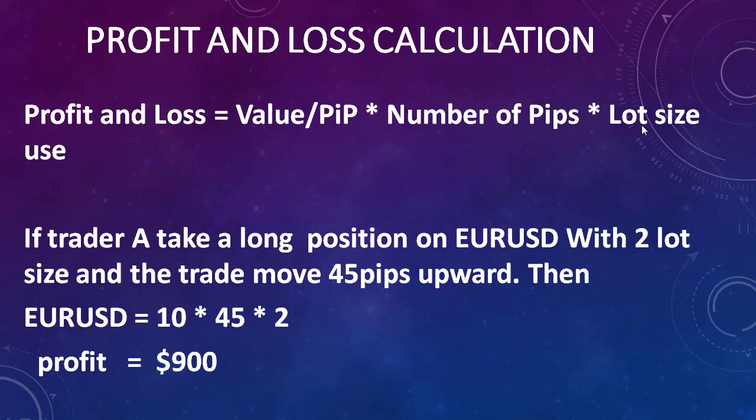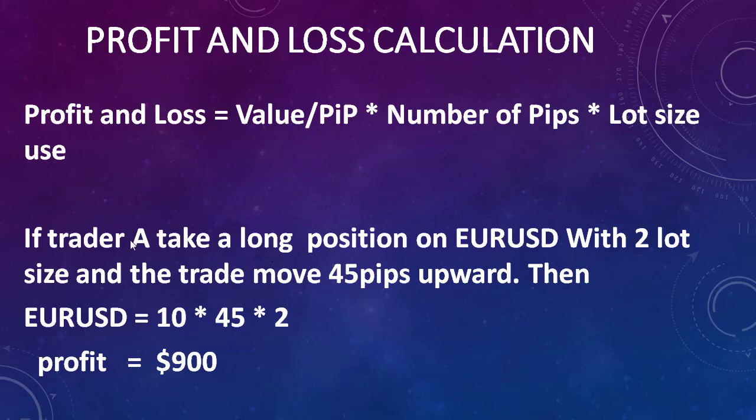Now the lot size used depends on the trader. It depends if you are using 1% of your entire portfolio, that's your equity, or you're using 2% of your equity. If you take the value per pip multiplied by number of pips multiplied by your lot size used, it will give you the profit or the loss that you will incur in that particular position. It can be a sell or buy position anyhow.